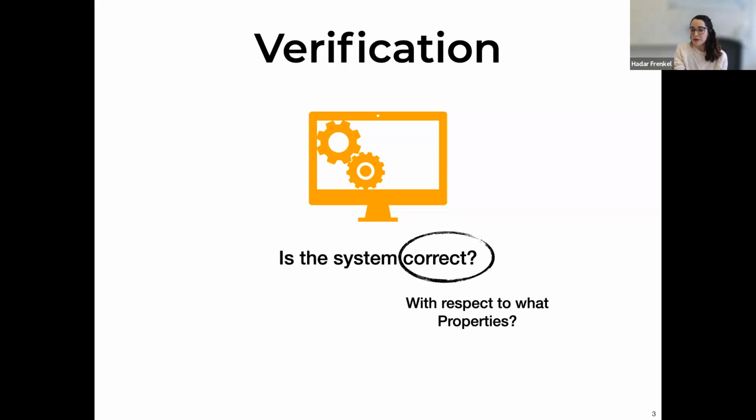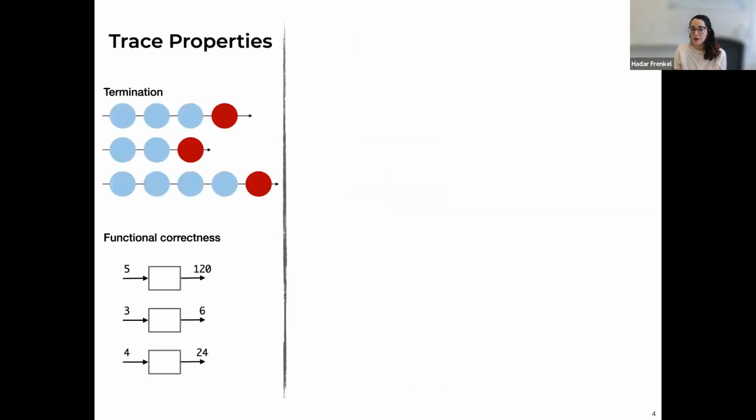So traditionally, when we think of system correctness, we think of what we call trace properties. Trace properties are properties where we can look at each system execution separately, and from the correctness of each execution separately, we can conclude that the system is correct with respect to our property. So for example, if I want to make sure that a system always reaches a terminal state, then I can look at each execution separately, make sure that each of them reaches a terminal state, and therefore all executions reach a terminal state and I'm good.